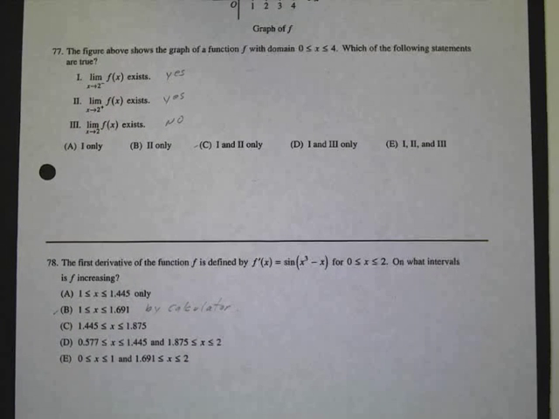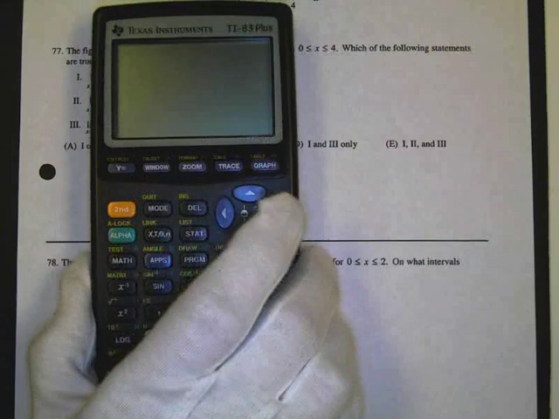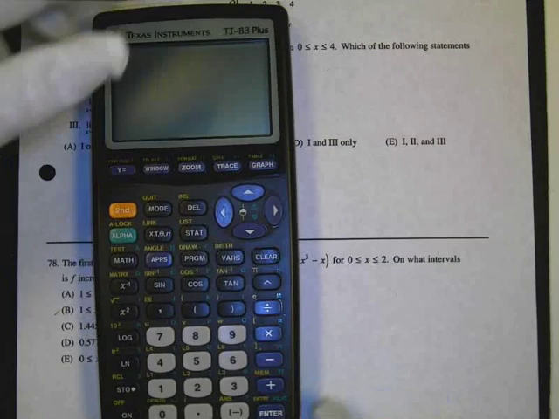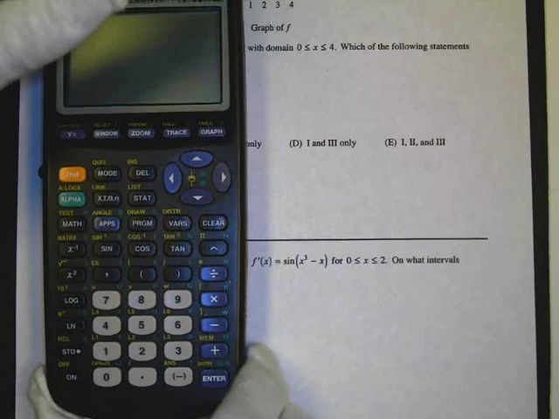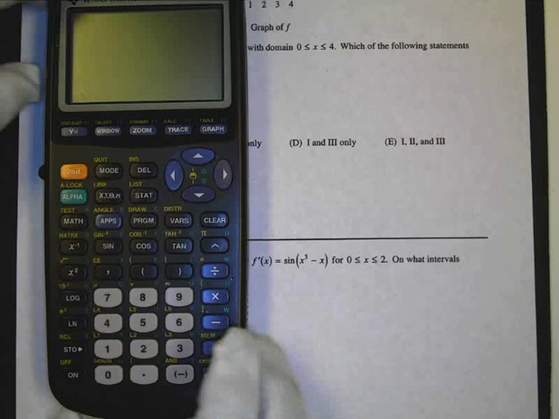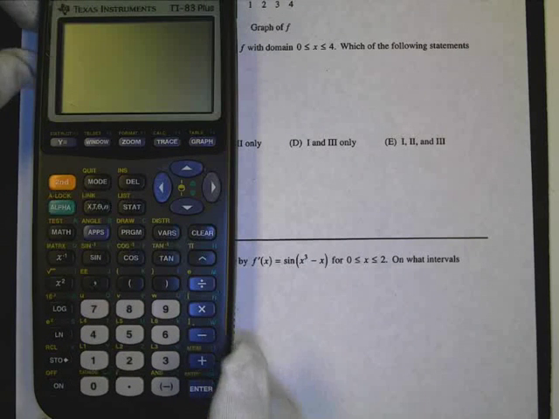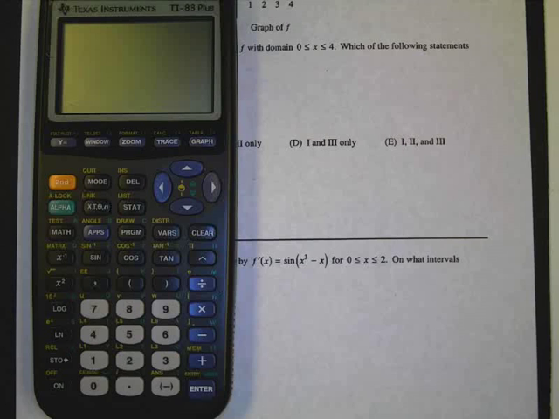Number 78. The first derivative of the function is defined by f prime of x equals x cubed minus x. On what intervals is f increasing? That's the derivative, so we just want to know whenever the derivative is positive. We can do this with calculators. Let's get our calculators out and just graph it and find out when the derivative is positive.